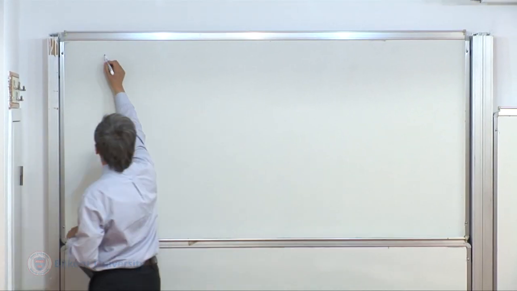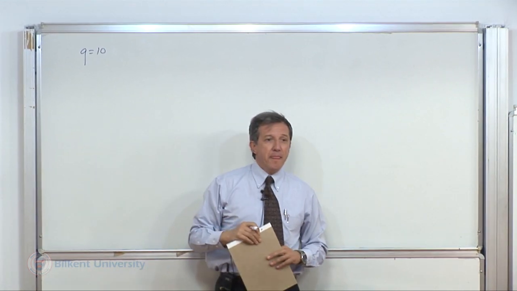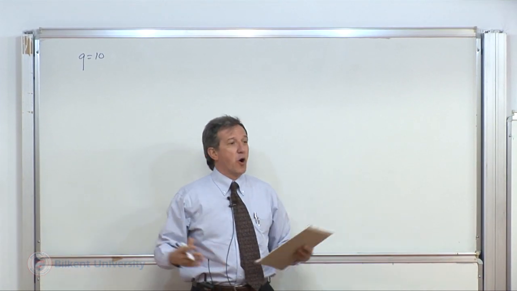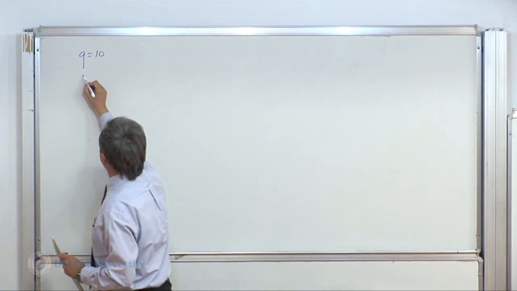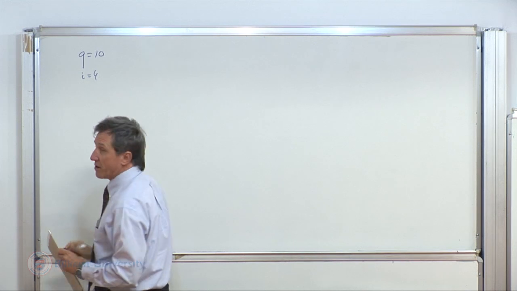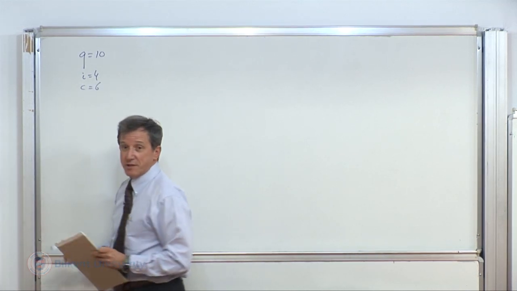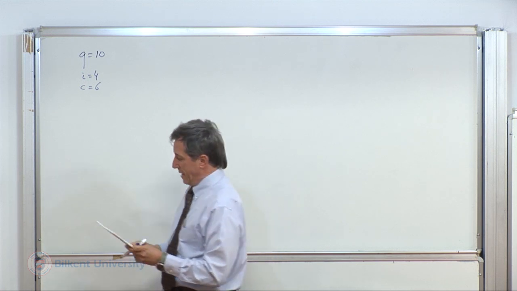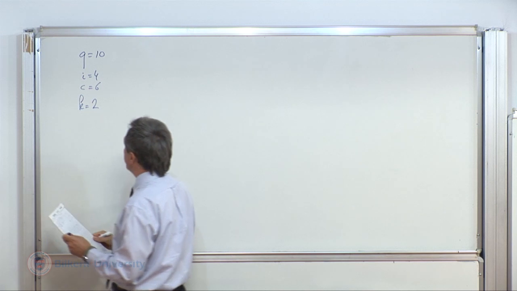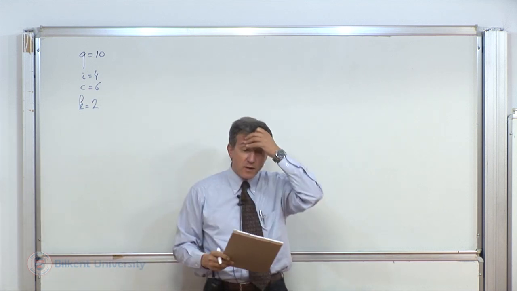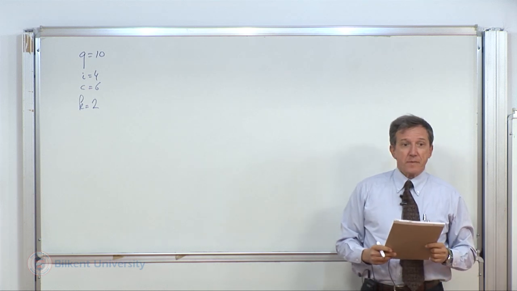We have an economy of $10,000 per person output, per person income, with investment going at 4 units. The rest goes to consumption, 6 units. And I know that in this economy, K is equal to 2. And this is more or less all I have for you.